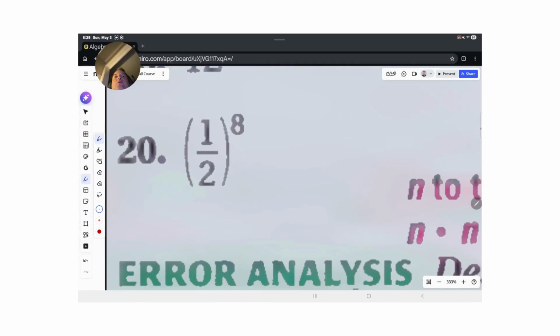We also can apply the same rule to fractions. So 1/2 to the 8th power.